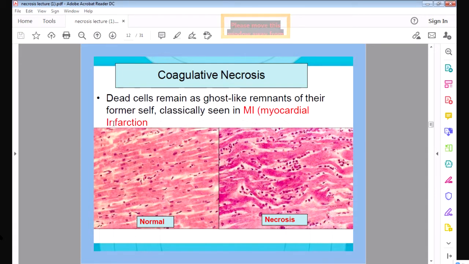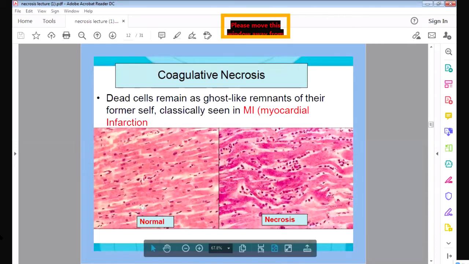You will learn further. Now see, this is coagulative necrosis. It is present in solid organs, especially in the heart. Now see this diagram. You can see the heart muscle fibers. You can see elongated muscle fibers, they are long. And see, this is the nucleus. The muscle fibers are elongated, long. So this is a normal heart muscle.